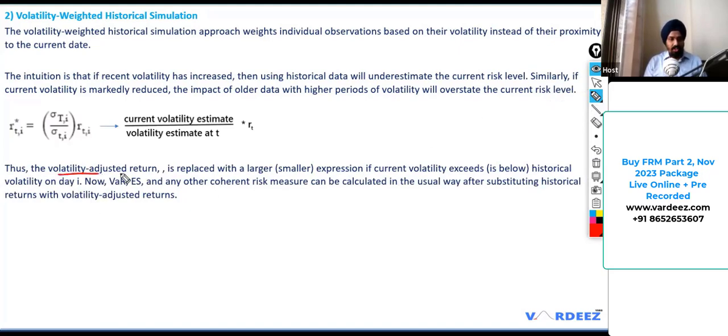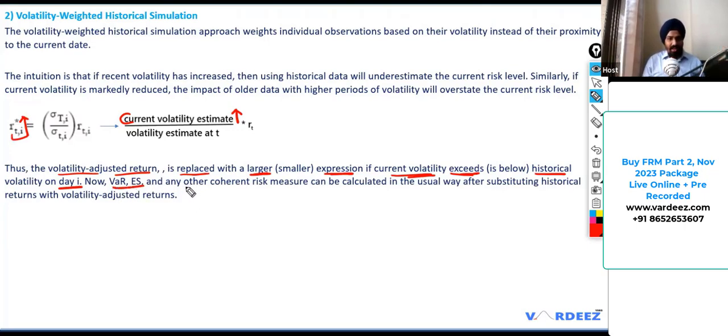Thus, the volatility adjusted return is replaced with a larger expression if current volatility exceeds historical volatility on day i. So if the current volatility is higher, obviously the returns will be higher, because if the numerator goes up, the overall answer is going to be higher. And if the returns are higher, then your VAR is going to depend upon that. So you're taking all higher returns.